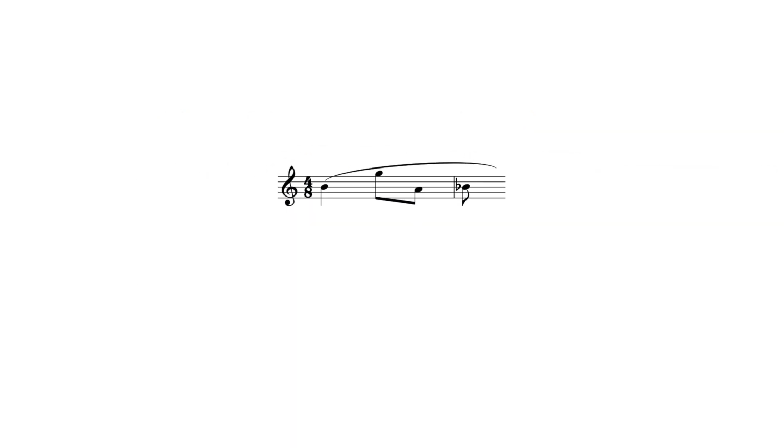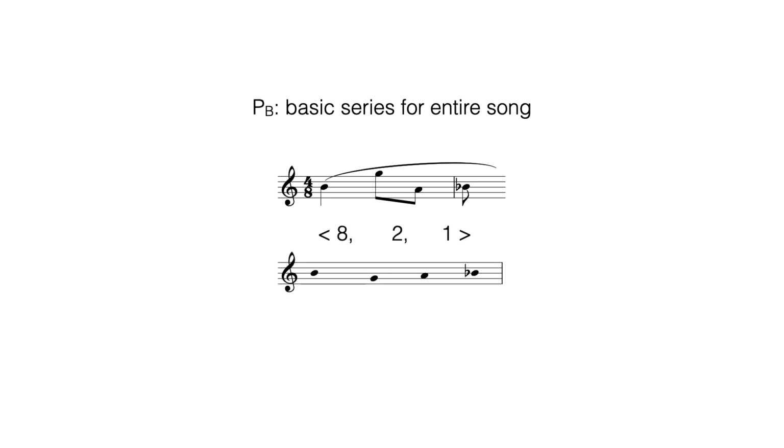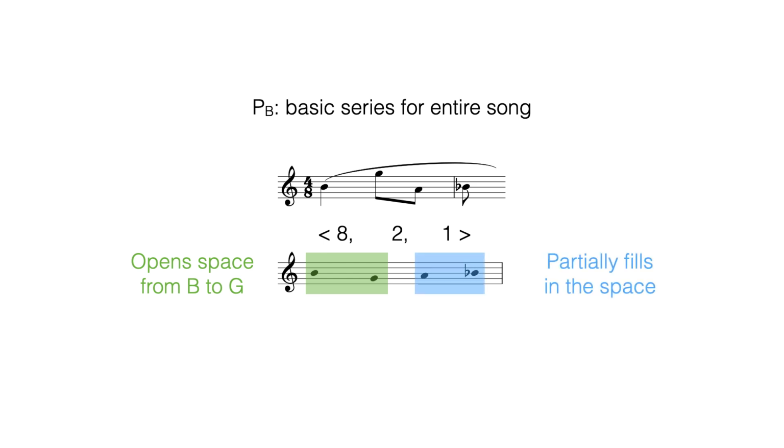The first four notes in the flute melody, B, G, A, B flat, function as a referential series for the melody and for most of the rest of the song. It's labeled here as PB, the prime ordering of the series that begins on the pitch B. It opens up a space between B and G, and then fills that space partly in. Only the A flat is missing within the span.